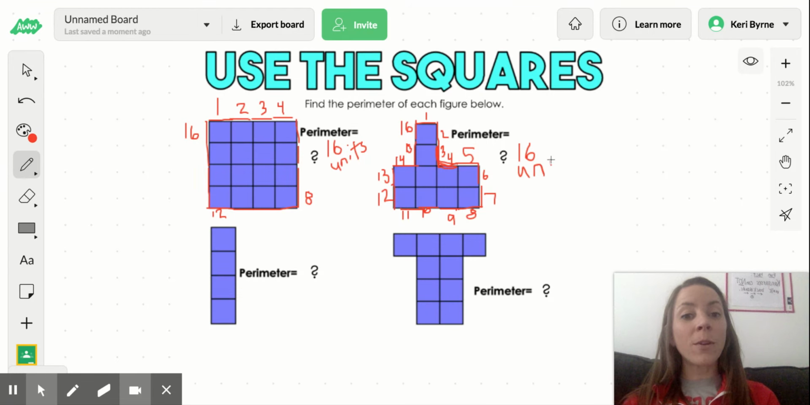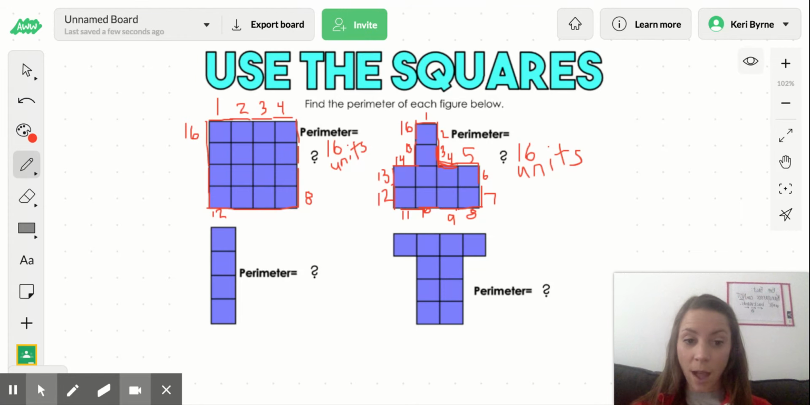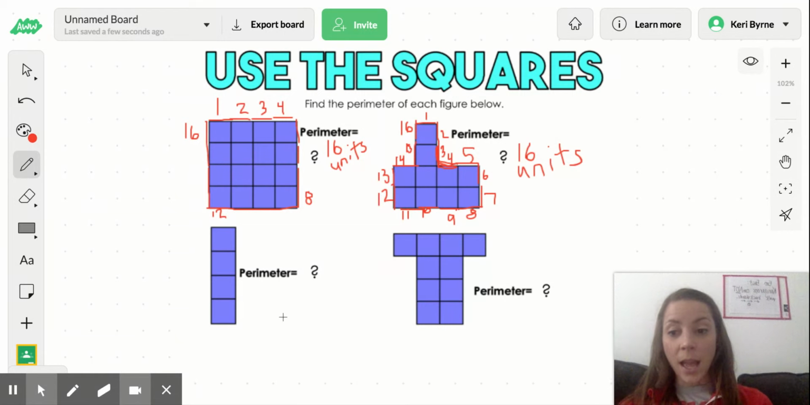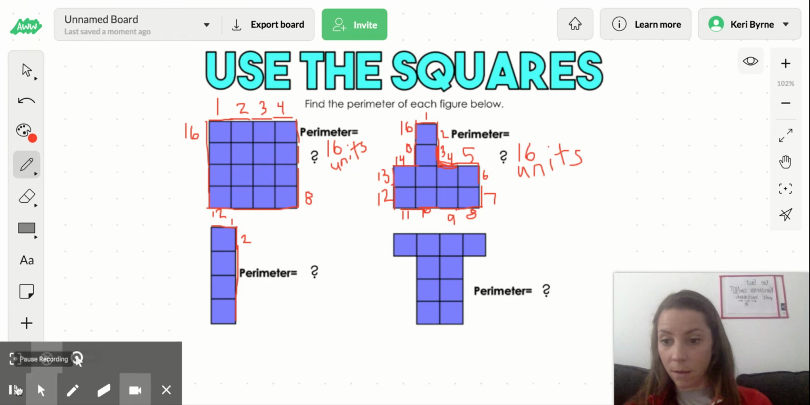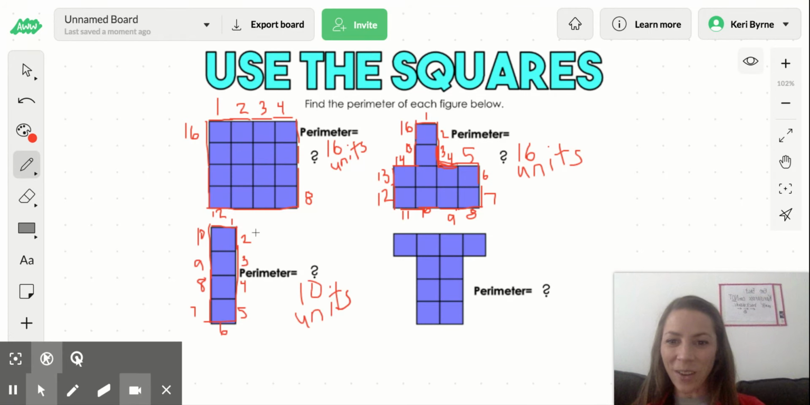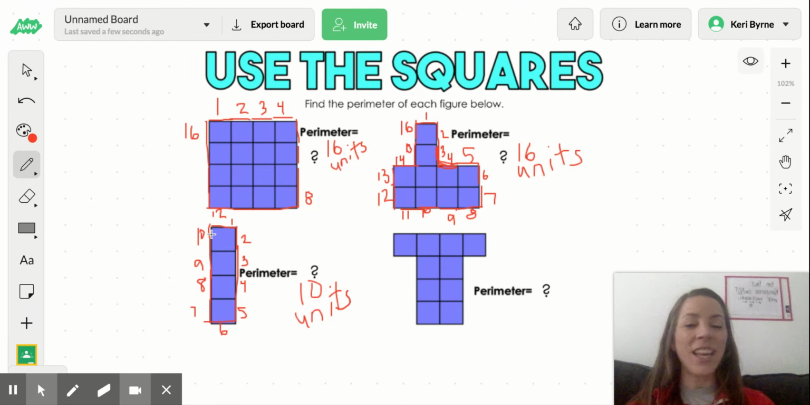Okay, so now what I want you to do is I want you to stop the video, go ahead and try these other 2 problems by yourself, see what you get, and then come back to the video and see if you have the same as me. Okay, so this rectangle is not very tricky. This one you all probably got. Okay, so for this one, I went ahead and filled it in all the way around. Did you get 10 units? If you did, very good job. All right, the next one.